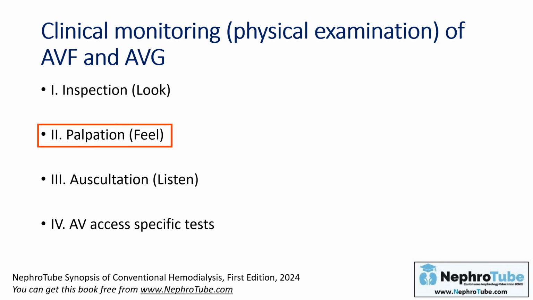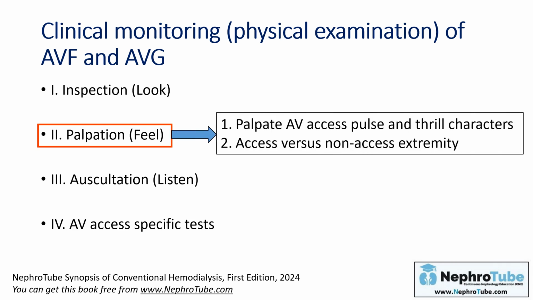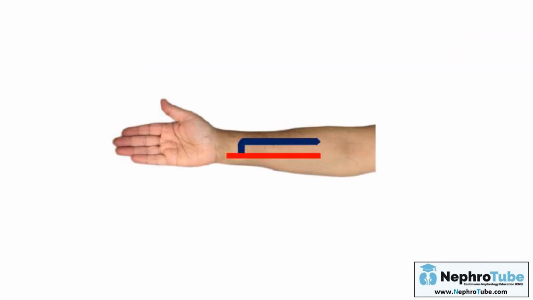Then we have to go through palpation. To palpate the access, you have to palpate the AV access pulse and thrill, and you have to compare the upper limb that contains the access versus the non-access extremity. Starting with palpation of the AV access pulse and thrill.